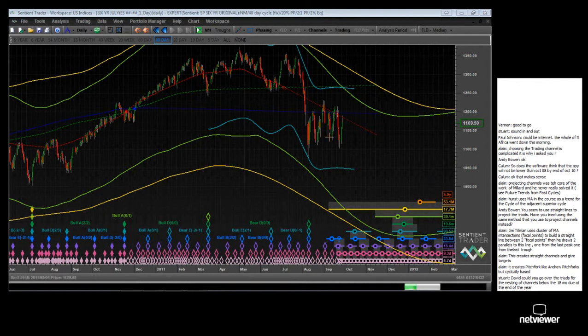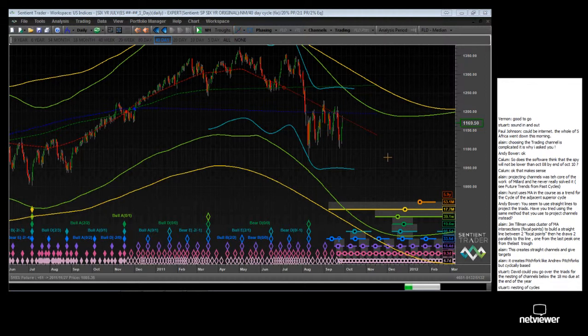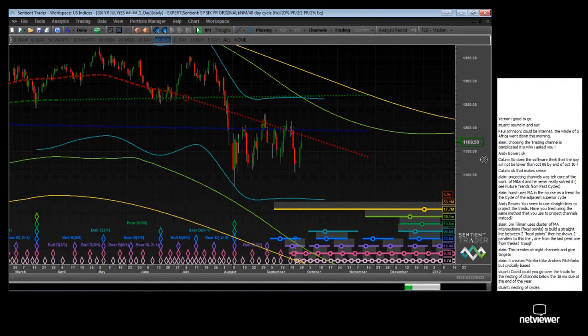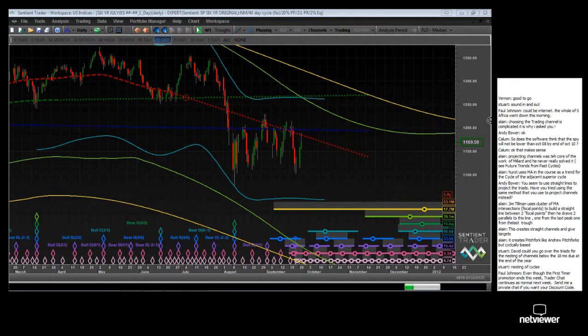A question from Stuart: could I go over the triads for the nesting of channels below the 18-month due at the end of the year? Yes. Okay, if I understood that correctly. First of all, let's have a look at the triads. I'll just keep talking and explore these ideas a little bit further.